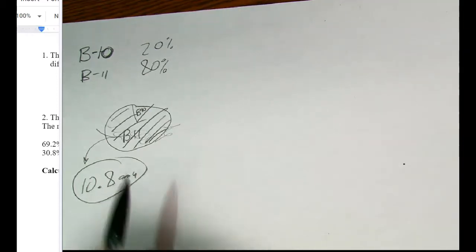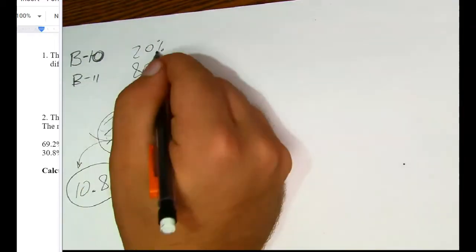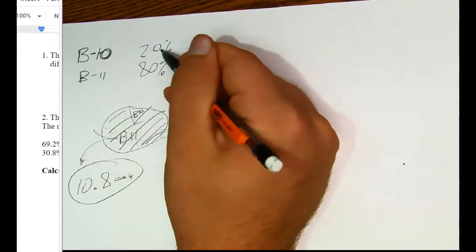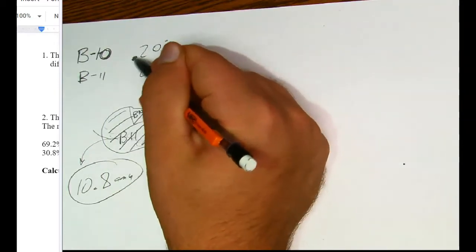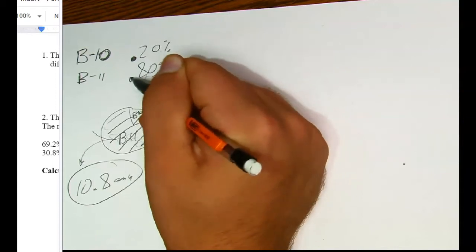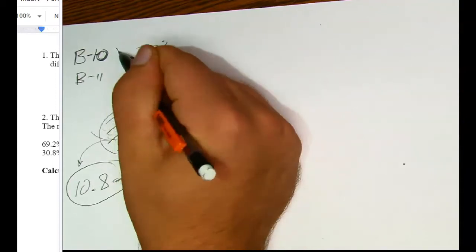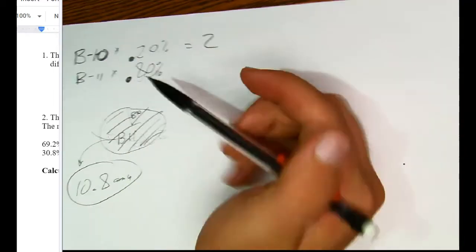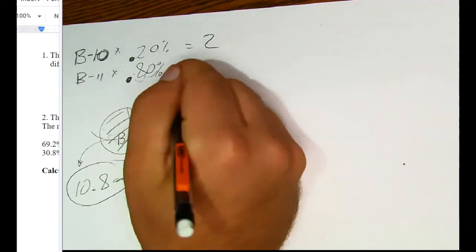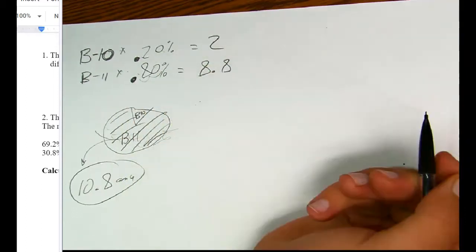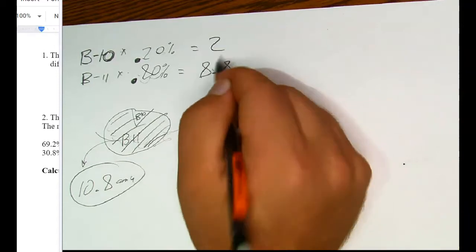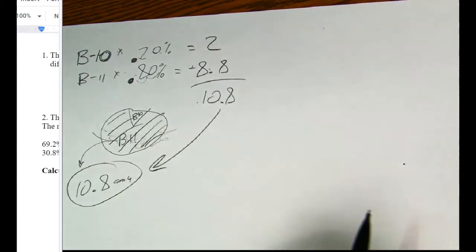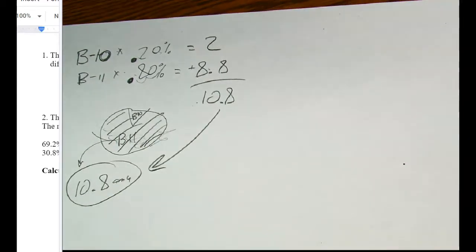Now, to actually calculate it, you have this percentage. You're going to change the percentage into a decimal, and how you do that is you move your decimal over 2 spots. You're going to do that here. And now you multiply. So 10 times 0.2 is 2. 11 times 0.8 is equal to 8.8. Now, what is these two numbers combined? 10.8 exactly.